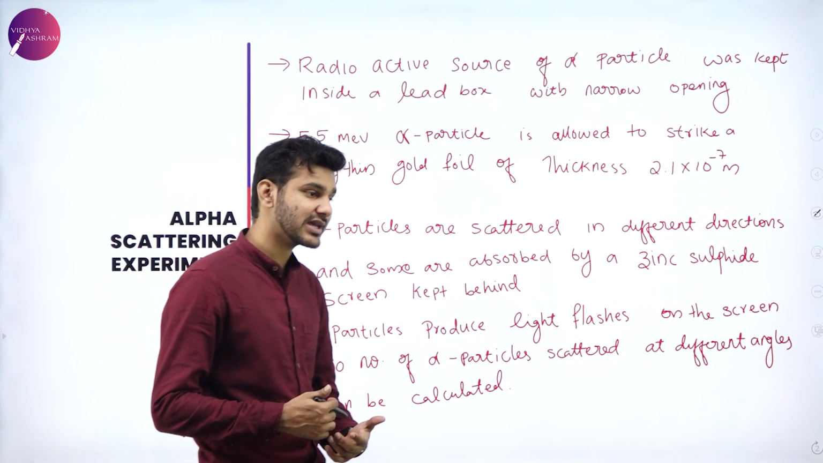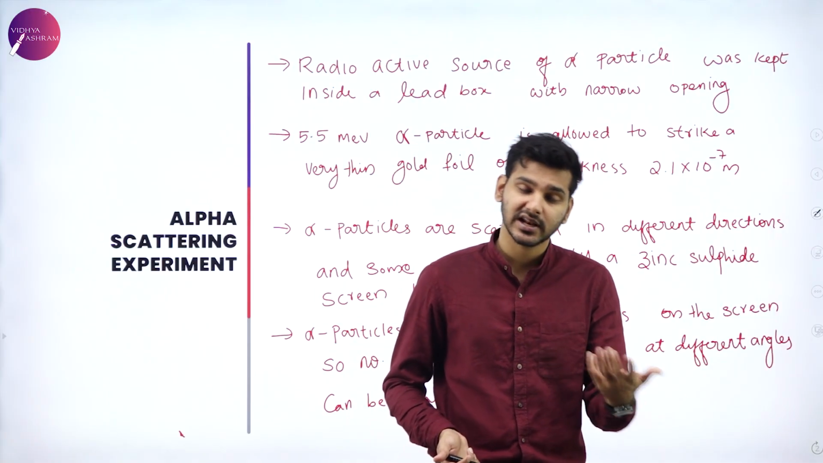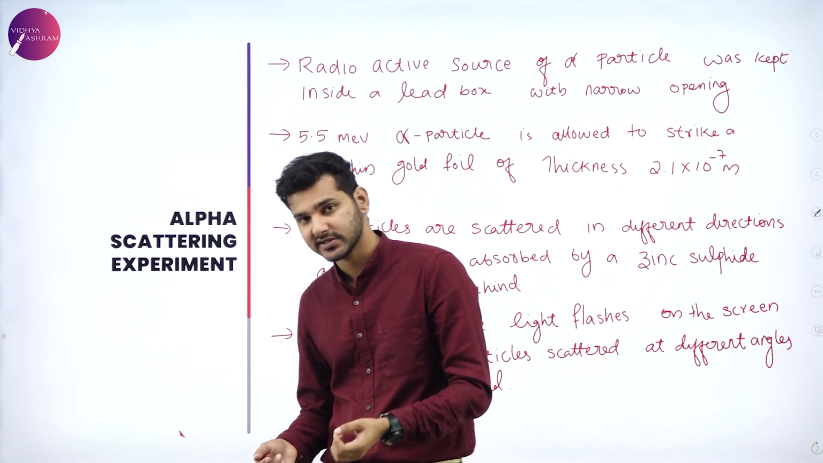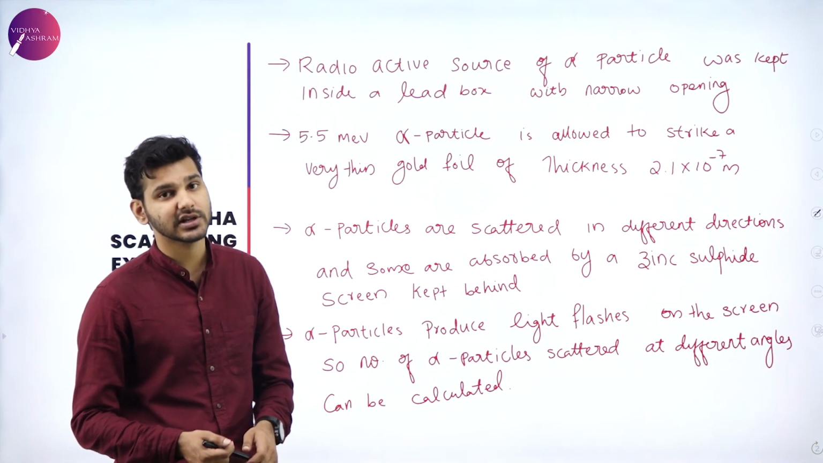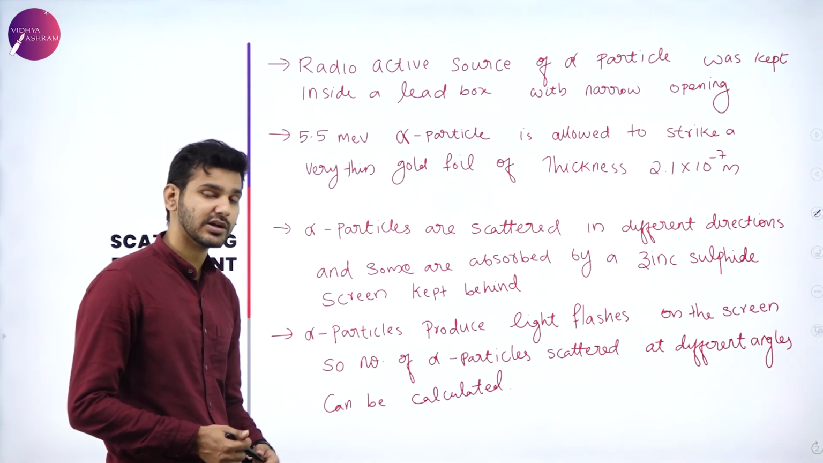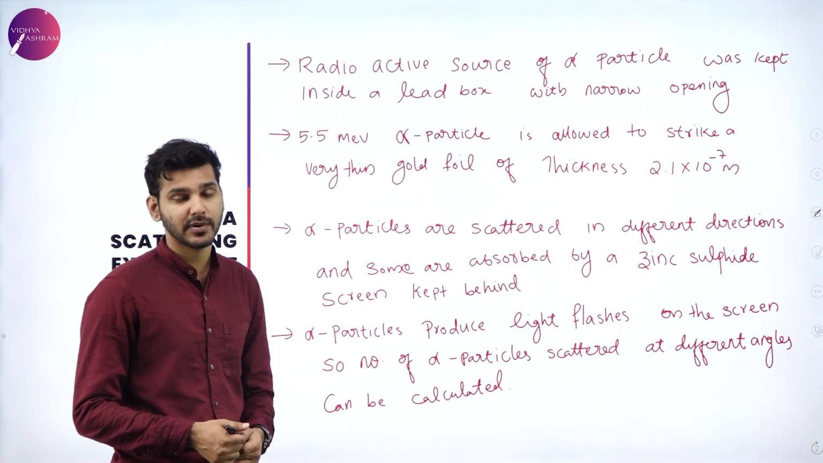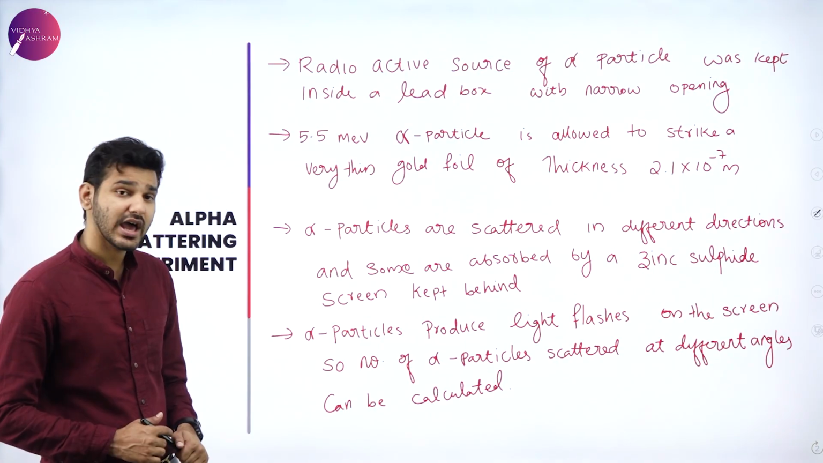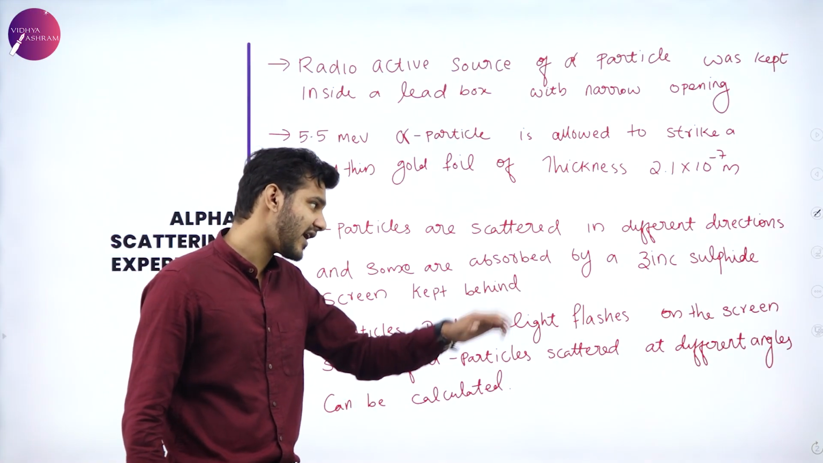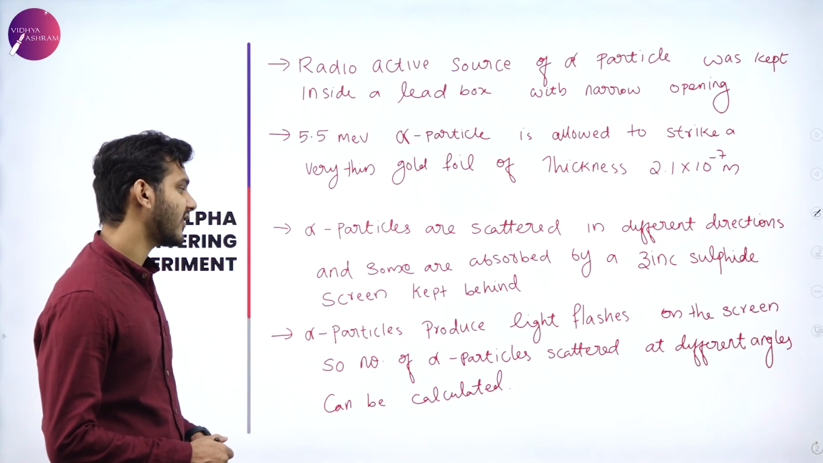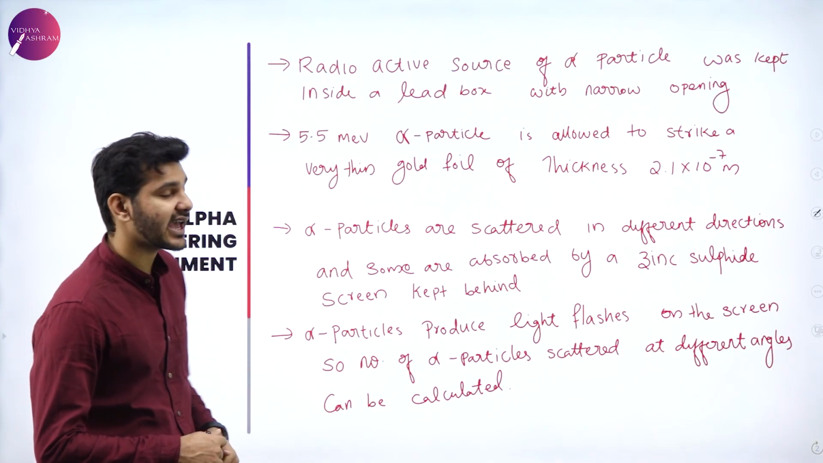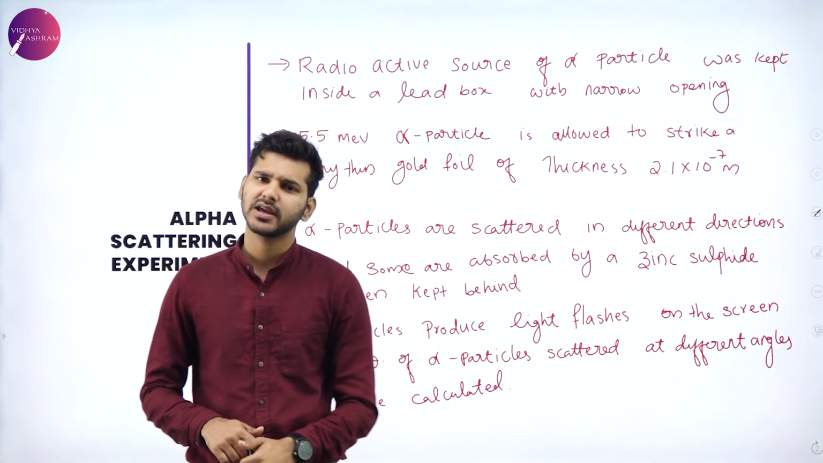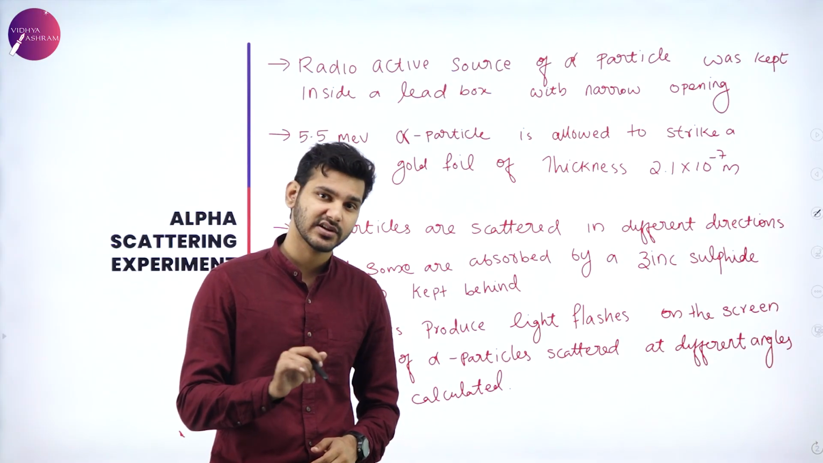And when the alpha particles strike the zinc sulfide screen, light flashes were produced. So by counting these light flashes, or determining the positions of these light flashes, you can determine the scattering angle depending on the gold foil and the alpha particle's path. Alpha particles produce light flashes on the screen, so the number of alpha particles scattered at different angles can be calculated. This was the procedure of the experiment that I just explained, known as Rutherford's alpha scattering experiment.